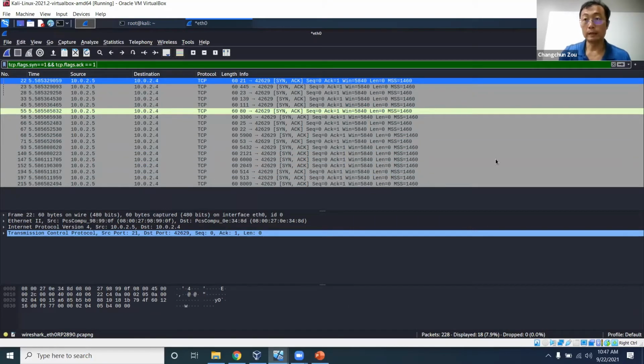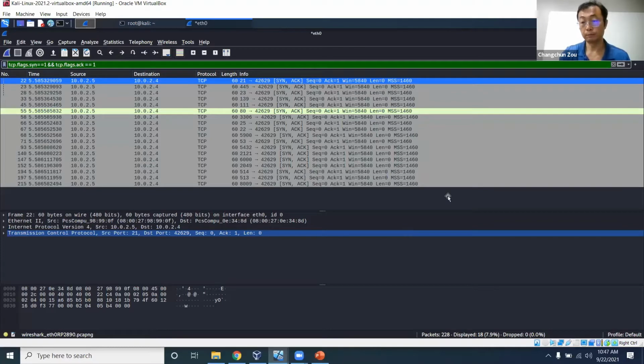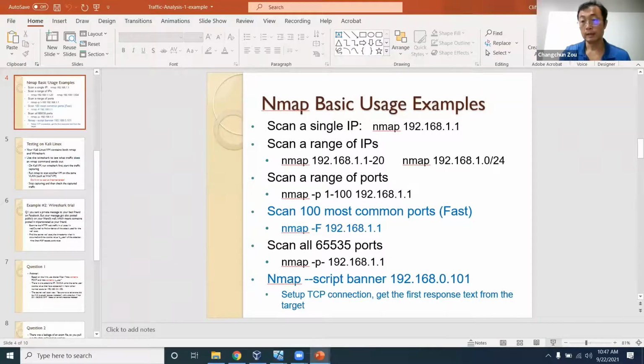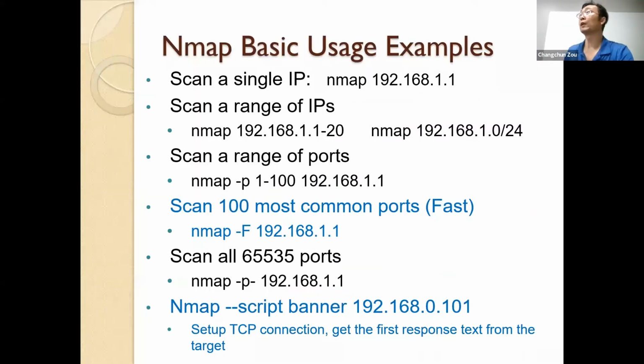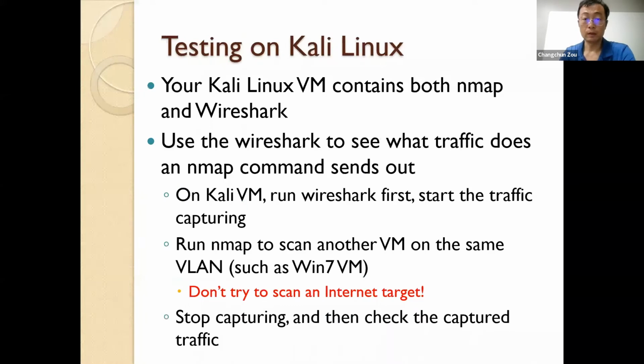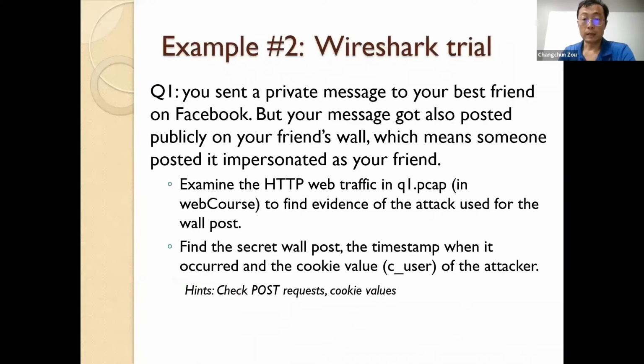Okay, so that is an example of checking a program running on your own computer to see its network behavior. You can use this way to do that. The next two examples are actually from Dawn Song's class.